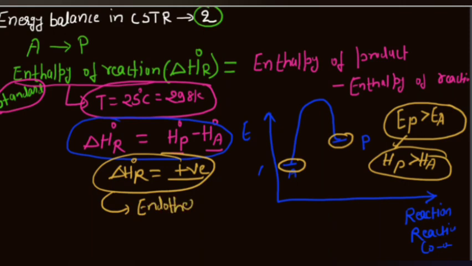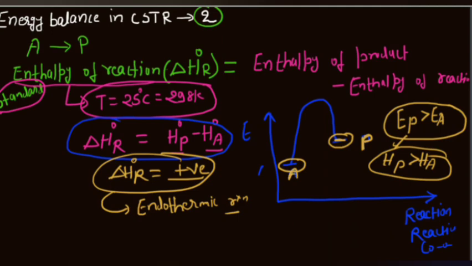Endothermic reaction. Why do we call it an endothermic reaction? The reason is, if the enthalpy of reaction comes out positive, then it is called an endothermic reaction. And in an endothermic reaction, it's convenient to note that the product enthalpy must be greater than the enthalpy of the reactant. Okay, I think it's very clear to all of you.